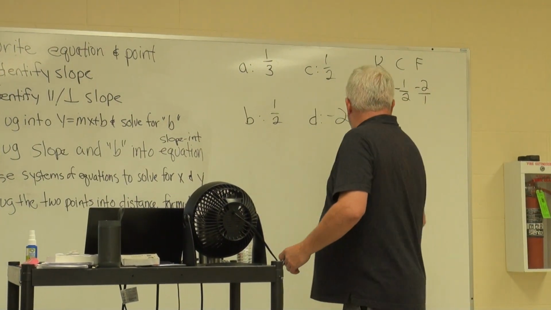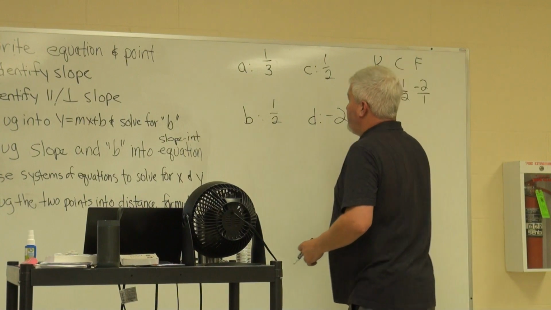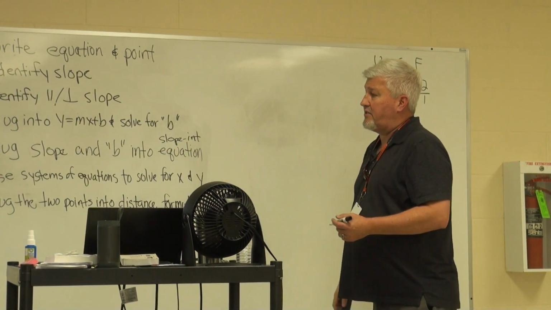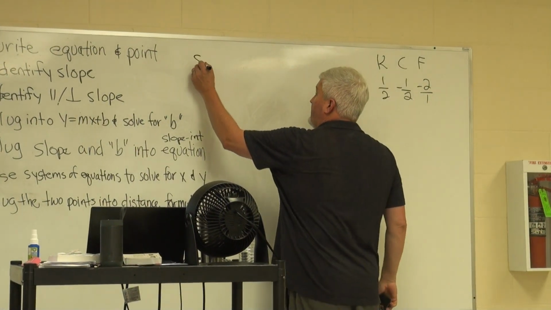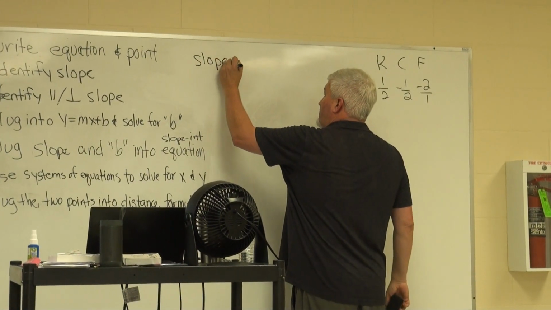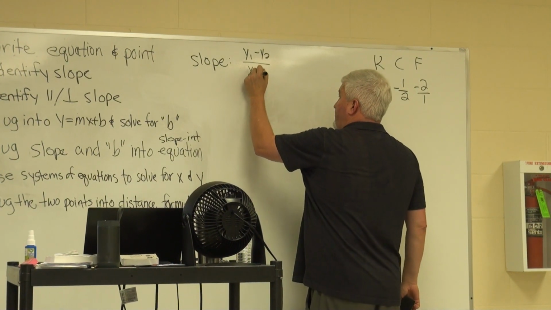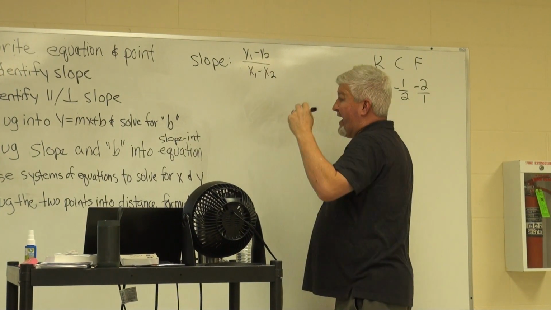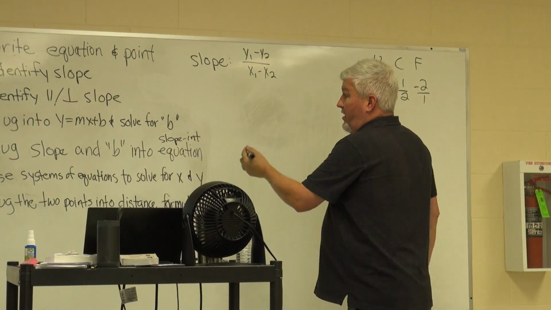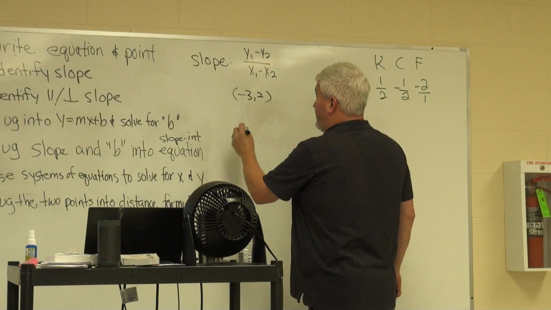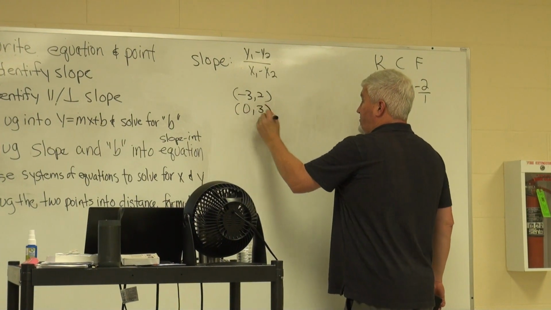Okay? Just also wanted to remind you, besides counting boxes, the other way you can calculate slope is with your slope formula: y1 minus y2 over x1 minus x2. So again, looking back at the blue line, the two dots are negative 3, 2, and 0, 3.